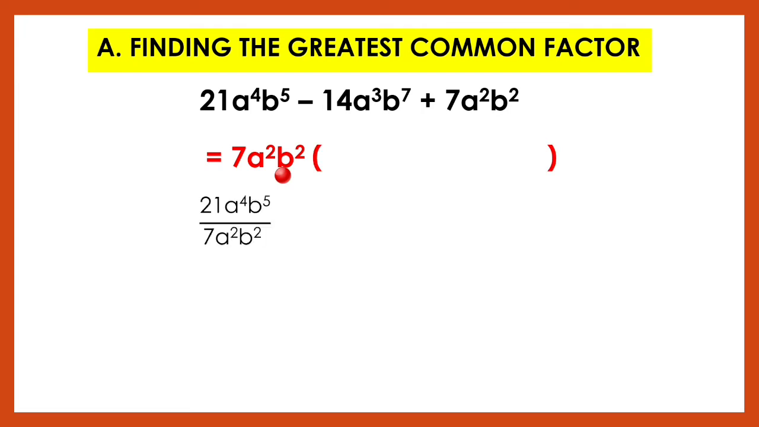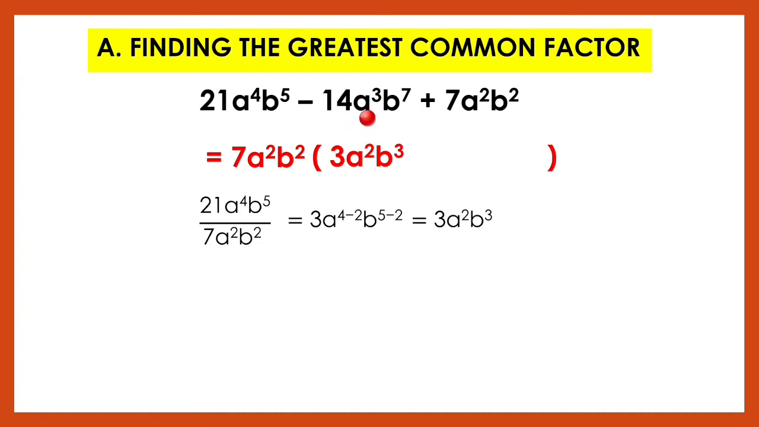So, una, 21a raised to 4th, b raised to 5th power over 7a squared, b squared. What is 21 divided by 7? That is 3. And then, pag minusin natin, a, 4 minus 2, b, 5 minus 2. So, we have 3 a raised to 4 minus 2 is 2. B raised to 5 minus 2 is 3. So, we have 3a squared b cubed. Yun yung isusulat natin dito sa una.